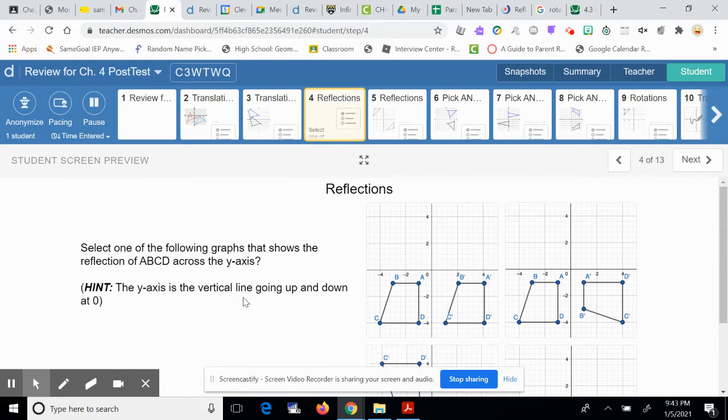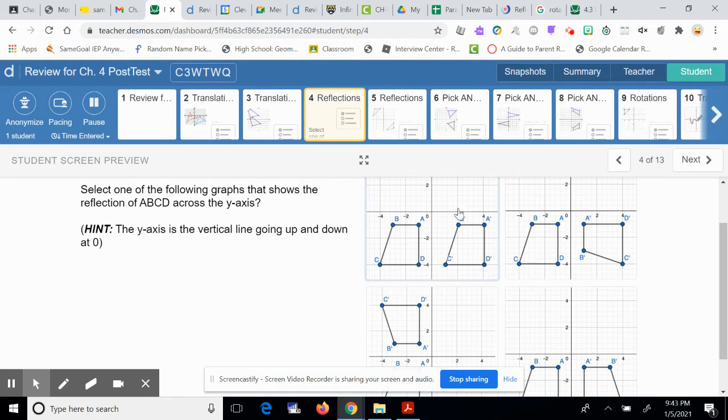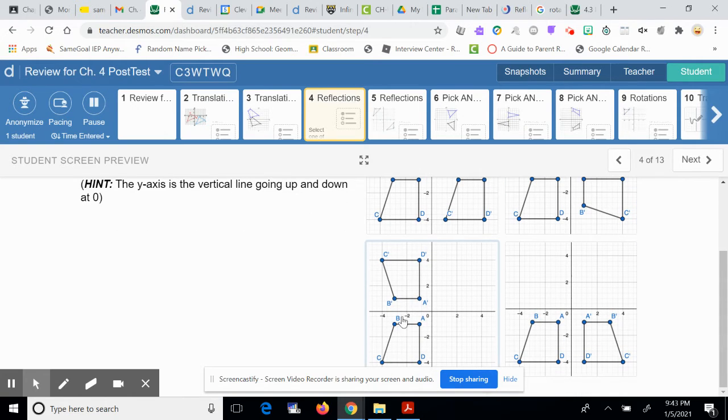Okay, number 4 says, which of the following shows the reflection of ABCD across the y-axis? So if I look at this one, here's the y, here's A, I should see an A over here. They should be right next to each other. So A should be this way from the y-axis, A should be here, there should be a D here. Nope. Okay, here's an A, but then you have D and you don't have another D here. This one, if you look, is across the x-axis.